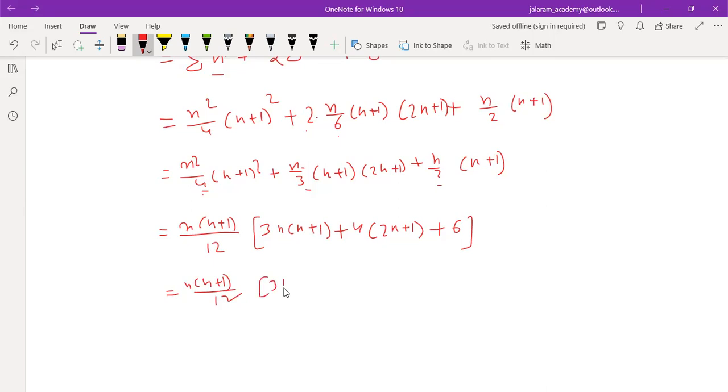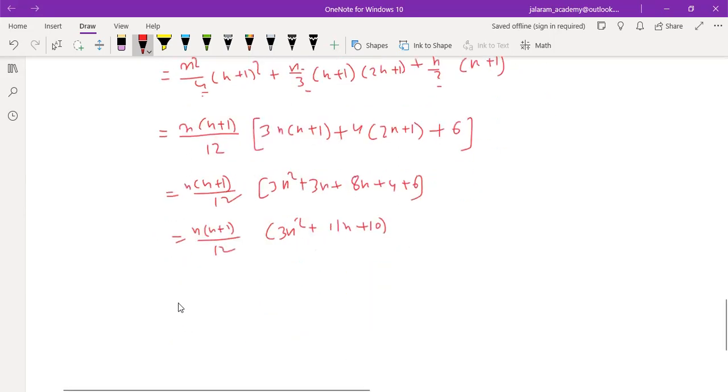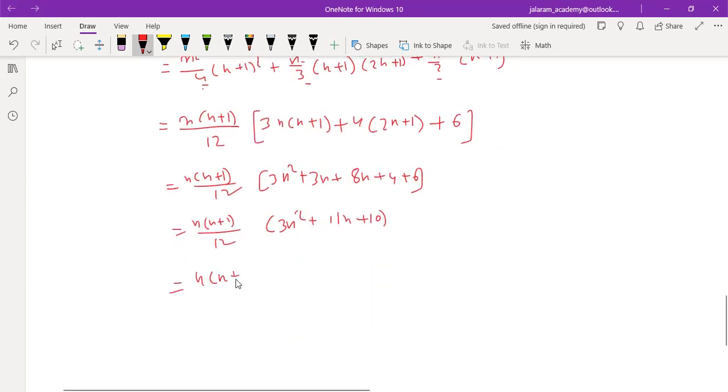So the next line is 3n square plus 3n, plus 1 is 3n plus 4, 2 is 8n plus 4 plus 6. And if possible, we have to factorize the term inside the bracket also. 3n square plus 3 plus 8 is 11n plus 4 plus 6 is 10. 3 into 10 is 30 and 5 into 6 is 30. Yes, we can. So factorize the bracket also. n into n plus 1 by 12 into 3n plus 5 into n plus 2.